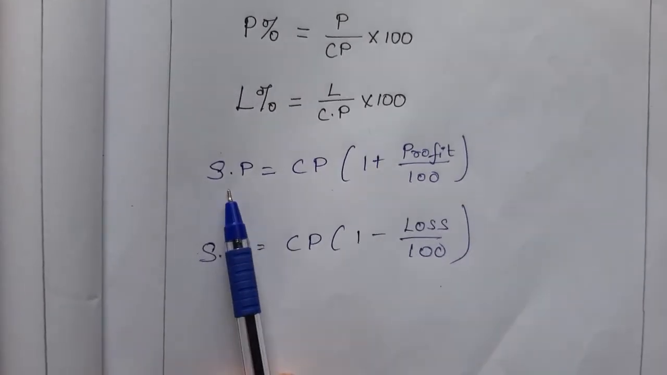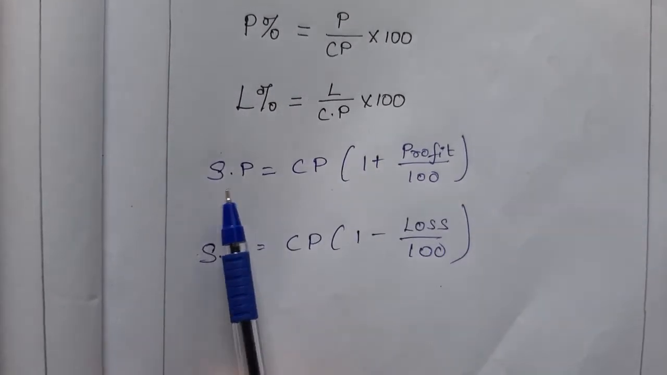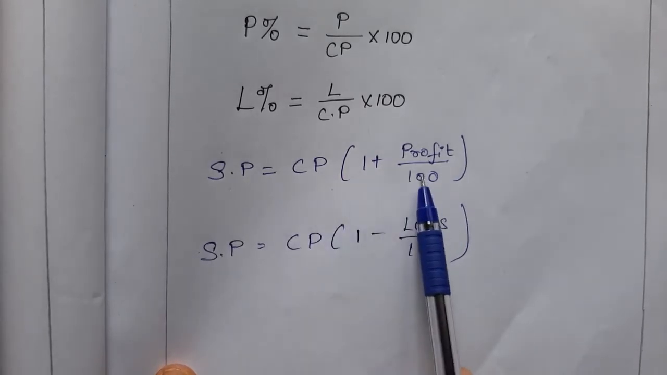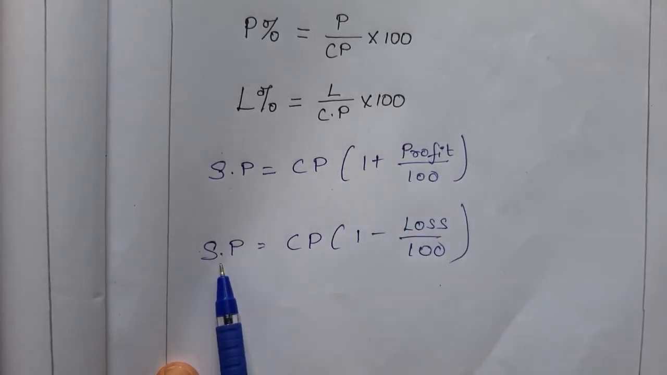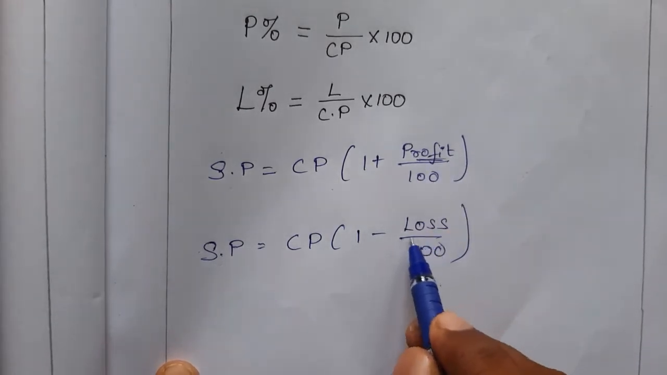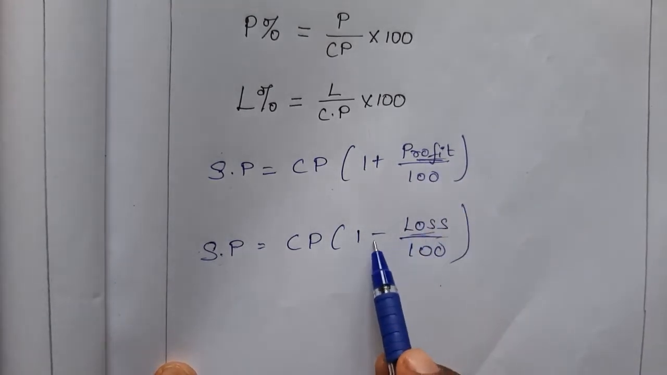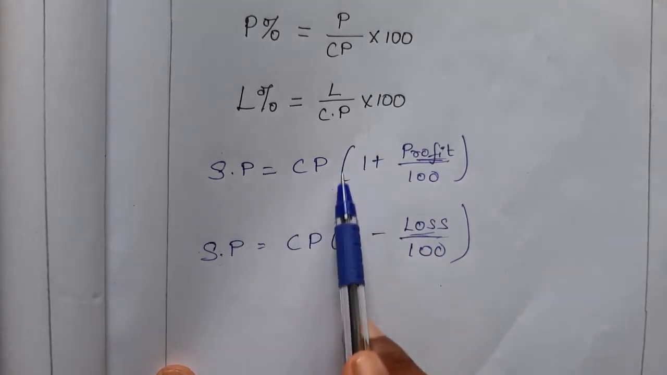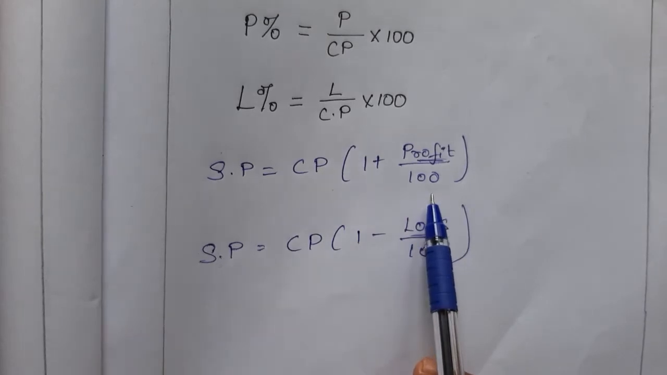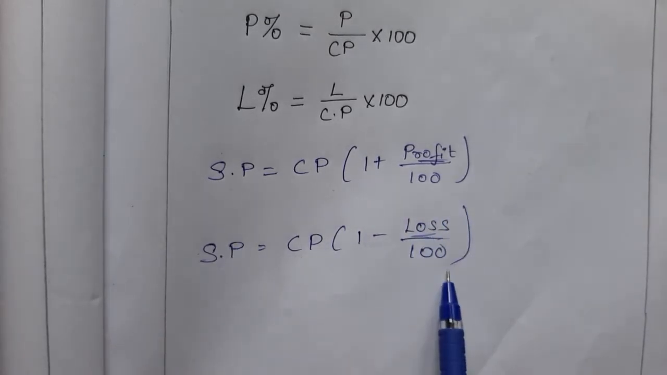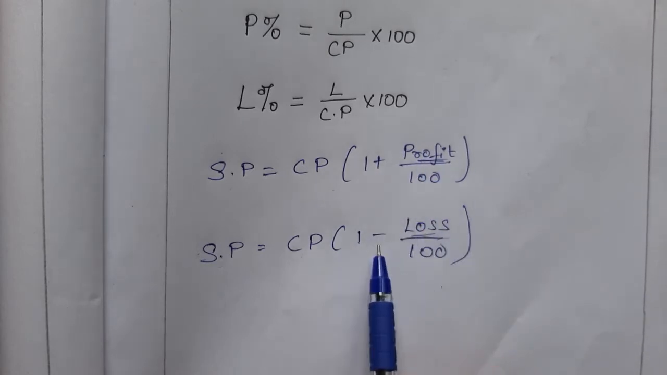And one more, we can find the selling price if we know the cost price and how much profit or loss they have. This case is for profit and this case is for loss. We can note that for loss it is subtracted and for profit it is added. So selling price is equal to cost price into 1 plus profit by 100. Selling price is equal to cost price into 1 minus loss by 100. So profit we are adding and loss we are subtracting.